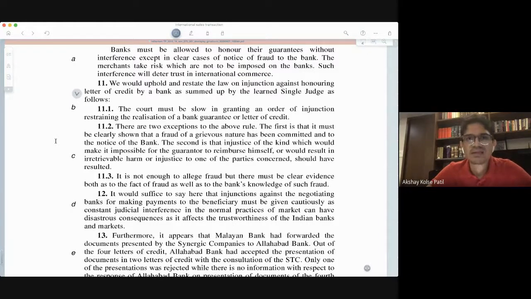And second is that injustice of a kind which would make it impossible for the guarantor to reimburse himself, or would result in irretrievable harm or injustice to one of the parties concerned, should have resulted.